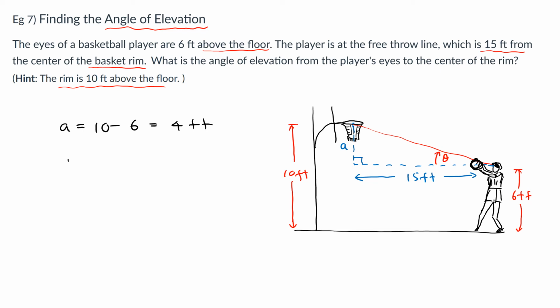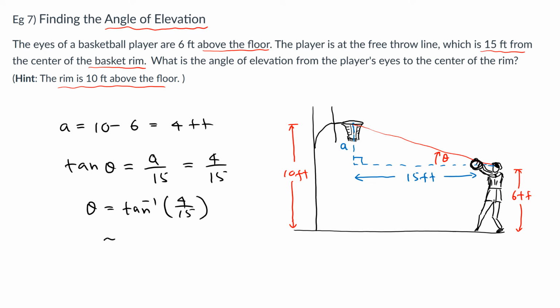Now you can use the triangle to find the angle. We can write tan theta, which is A over 15, and A is 4, so 4 over 15. That means theta is simply the tan inverse, or arctan, of 4 over 15. If you use a calculator, you can find the approximate value, which is 14.9 degrees. So that is the angle of elevation from the player to the basket. Okay, so let's look at the last problem of this type.